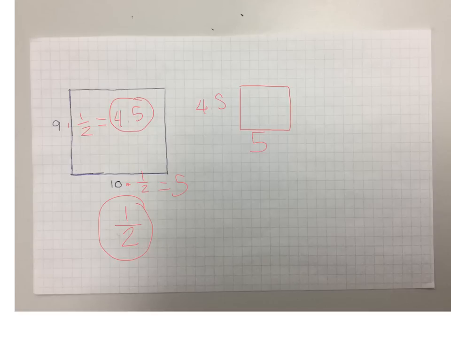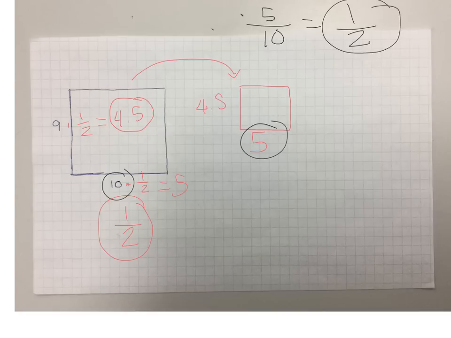So this is my reduction of my original. And if I didn't know what my scale factor was, I would put 5, because these two match, over 10, divide them, and I end up getting half. So half is my scale factor, which is what I started with.